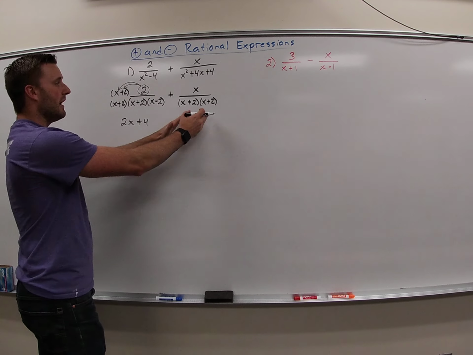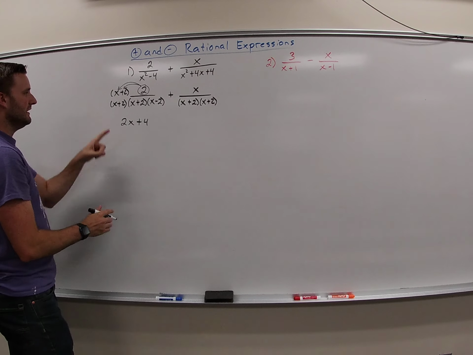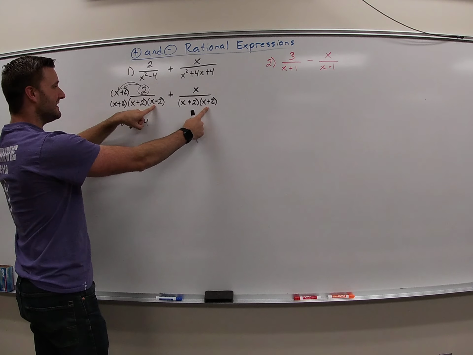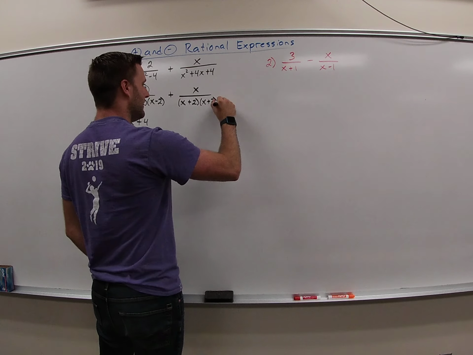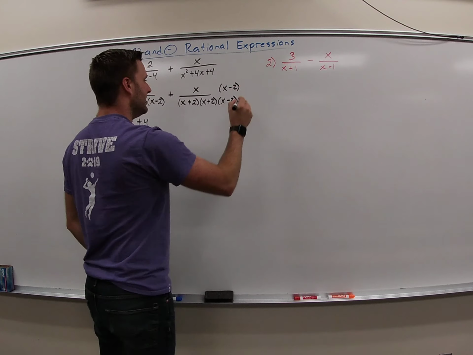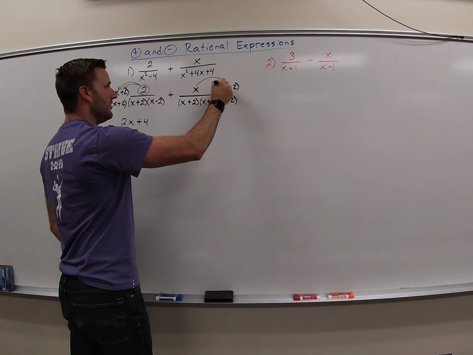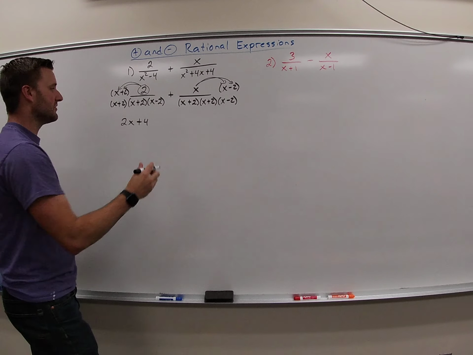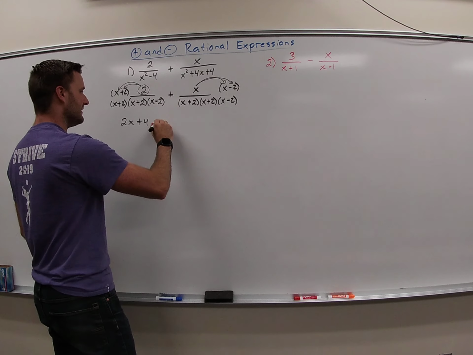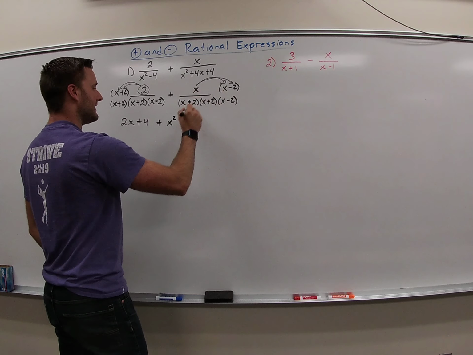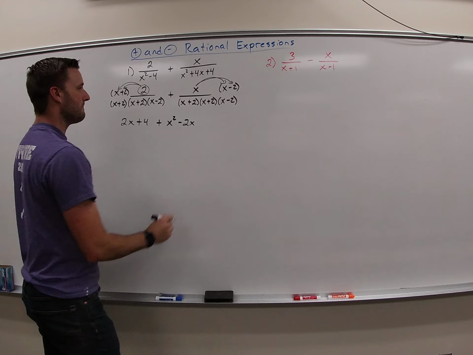Now, what is the right fraction missing? Well, it has an x plus 2, and it has a second x plus 2. It's missing this x minus 2. So I'm going to multiply top and bottom by x minus 2. Same thing over here. This x is being multiplied by this stuff, so I need to distribute that out. And so what happens is I have plus x times x is x squared. X times negative 2 is negative 2x.